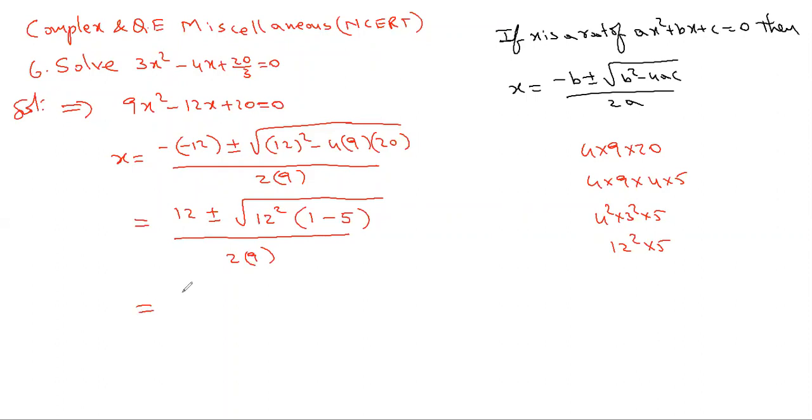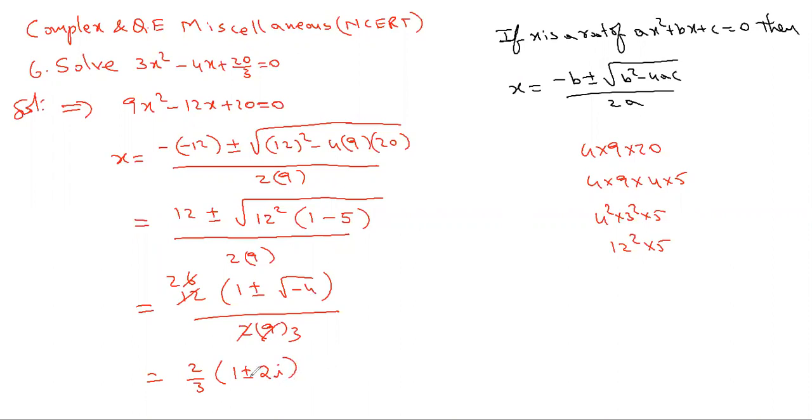So you can take the 12 common in the numerator. The 12 square comes out, becomes 12. 1 plus minus root of minus 4 by 2 into 9. So the 2 cancels 6 times, the 6 also 2 times, and then this is 3 times. So 2 by 3 times, 1 plus minus, this is 2i.